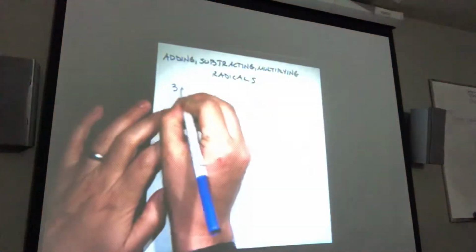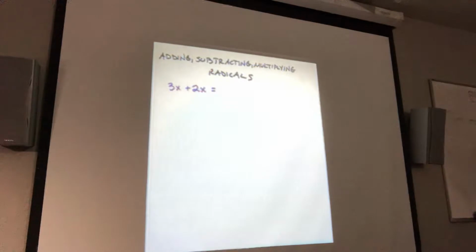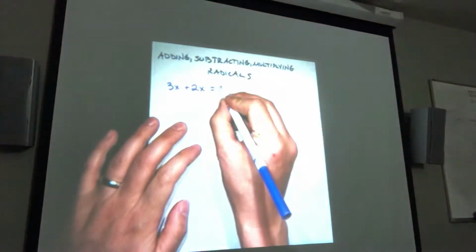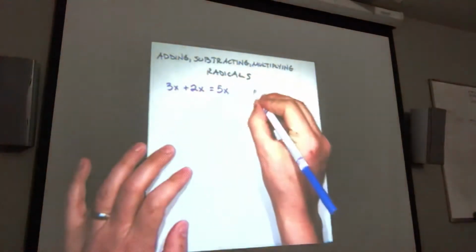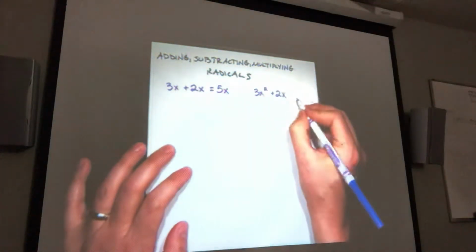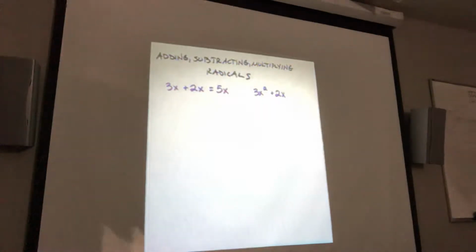Like for example, if I did 3x plus 2x, I would be allowed to add those together. Those are what we call like terms. 3x plus 2x then would be, this is not a trick question, 3x plus 2x is? 5x. 5x, perfect. What I wouldn't be allowed to add is something like 3x squared plus 2x. Not allowed to add those two things together. Why not? Because the exponents are different, which means they're not like terms. I cannot combine those. Adding and subtracting radicals works in exactly the same way.